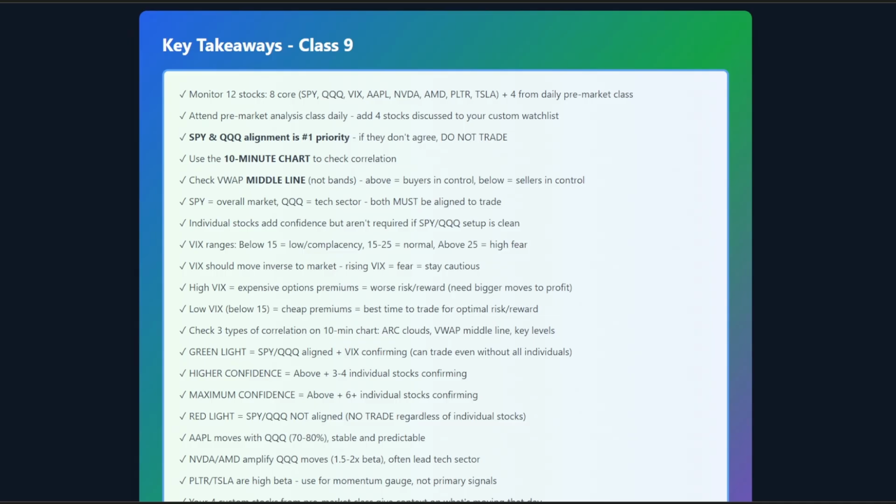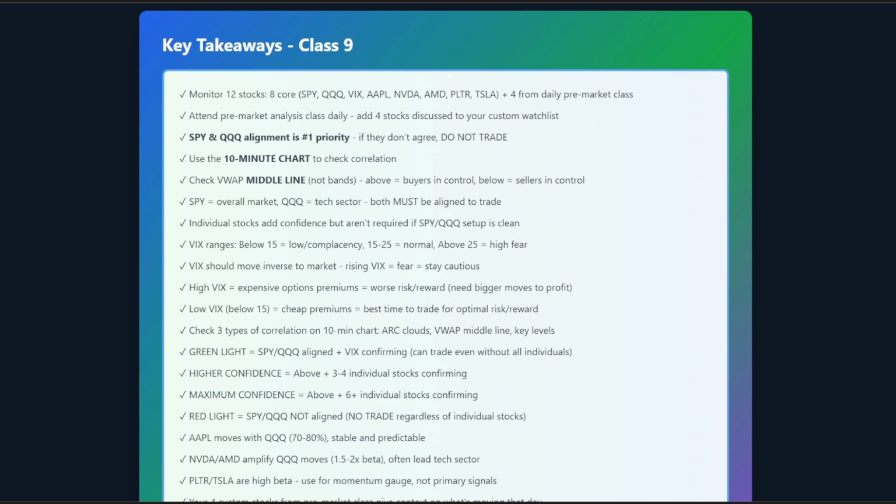SPY and QQQ alignment is number 1 priority. If they don't agree, do not trade. Use a 10-minute chart to check correlation. Check VWAP, the middle line, not the bands. Above, buyers are in control. Below, sellers are in control. SPY equals overall market. QQQ equals tech sector. Both must be aligned to have a high probability trade. Individual stocks add confluence but aren't required if the SPY and QQQ setup is clean.